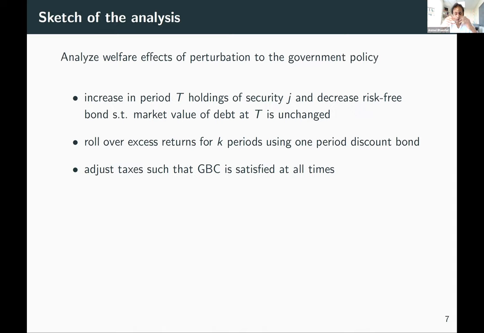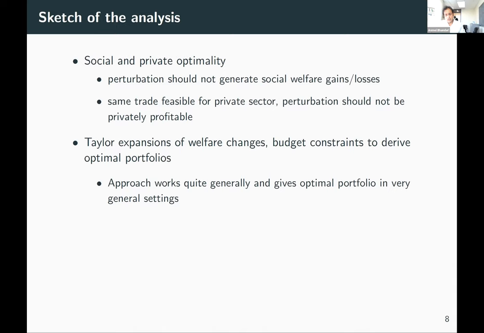Now, when the government contemplates the swap, it's going to generate excess returns tomorrow, and these returns are rolled over for K periods using the one-period discount bond. The government would need to balance its budget constraint, and taxes are adjusted in the background so that the government budget constraint is satisfied at all times. So in this sense, this is a feasible perturbation. What do we do with this? We see the effect of this perturbation on both the social and the private welfare. If indeed the government policy is optimal, this perturbation should not generate any welfare gains or losses for the government. So that gives you some restrictions.